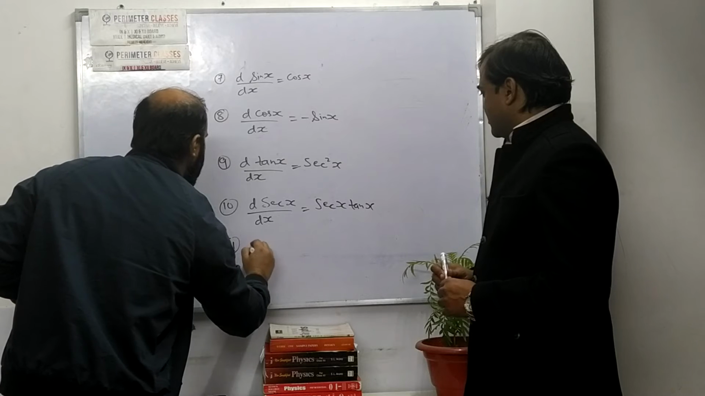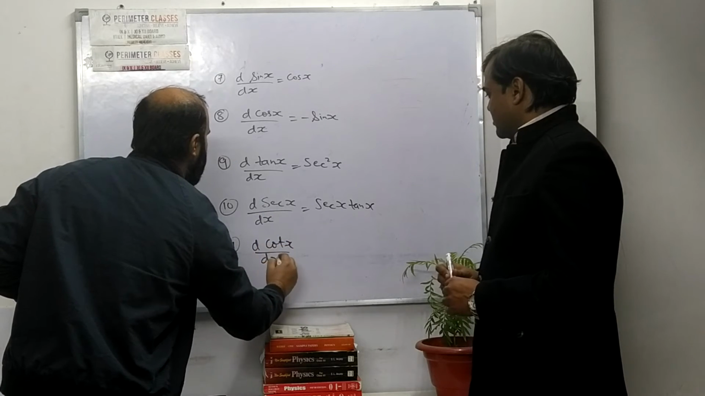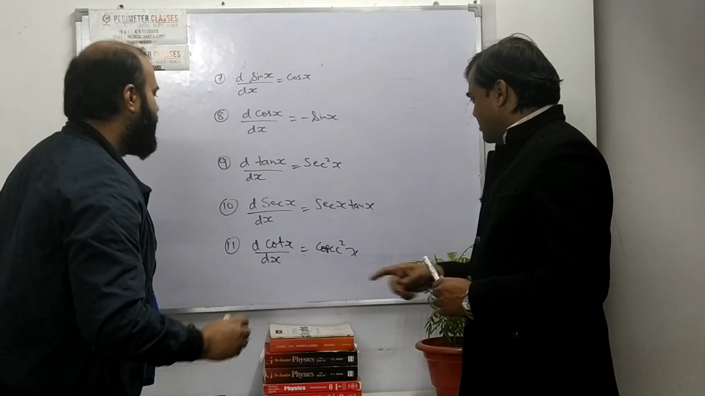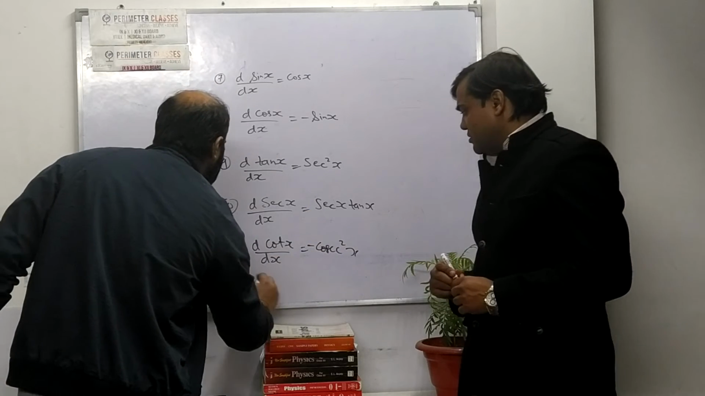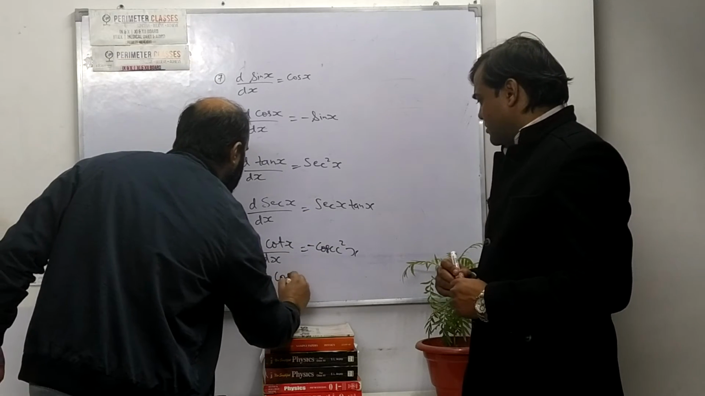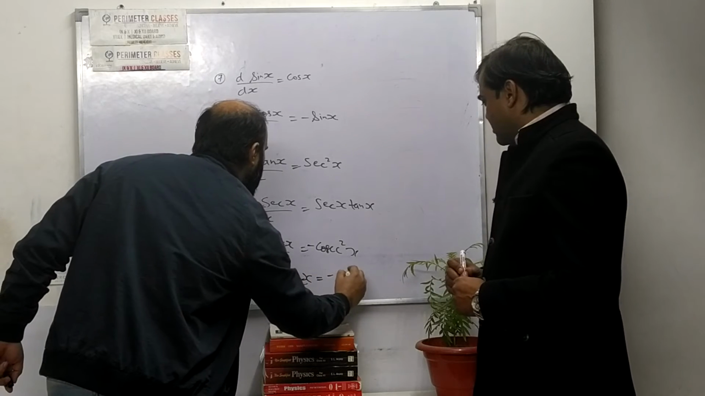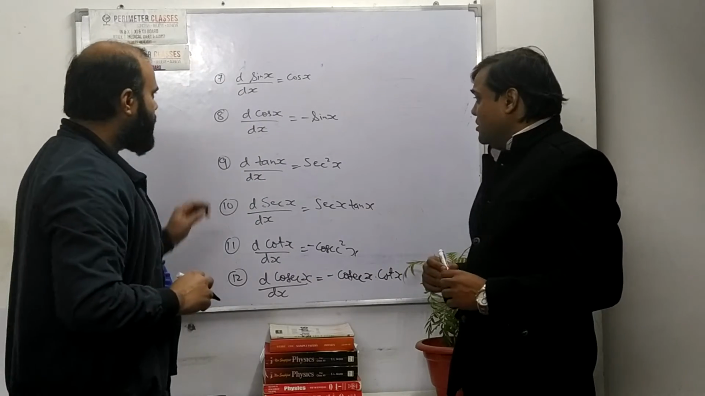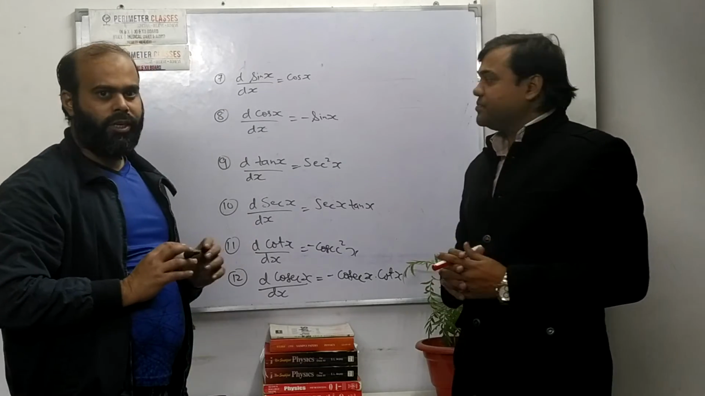Then we have the differentiation of cot x with respect to x, which comes out to be minus cosec square x. And then we have the differentiation of cosec x with respect to x, which comes out to be minus cosec x into cot x. So these 6 trigonometric formulas are also most important.